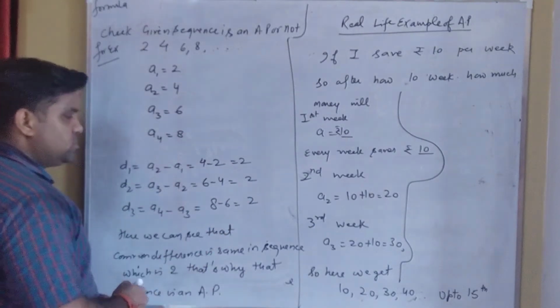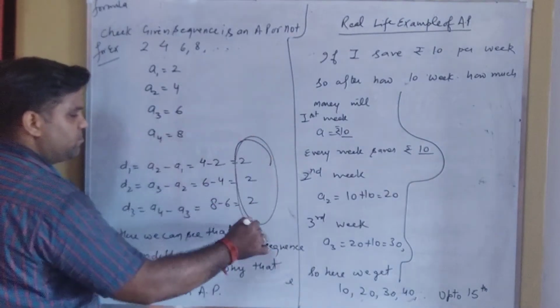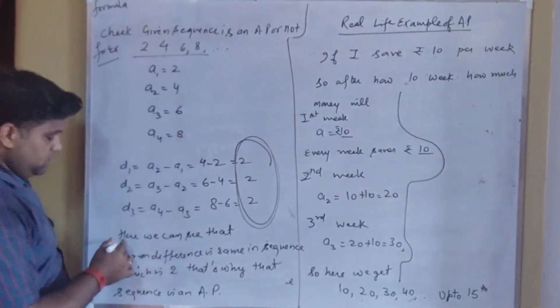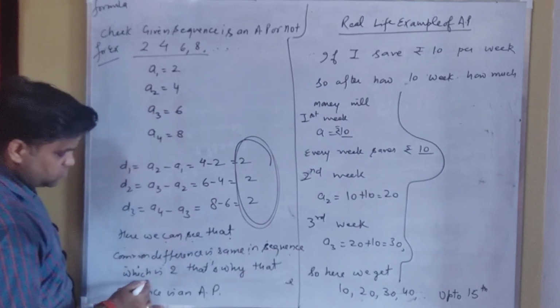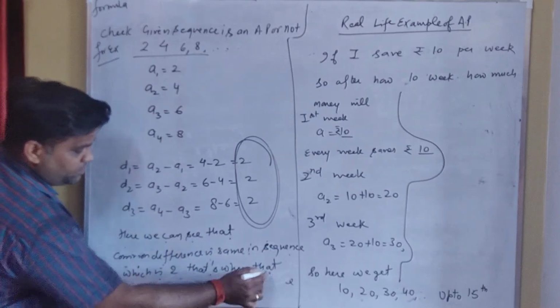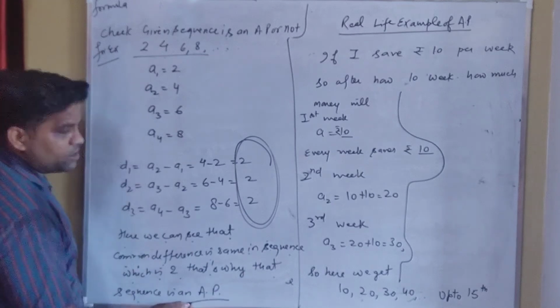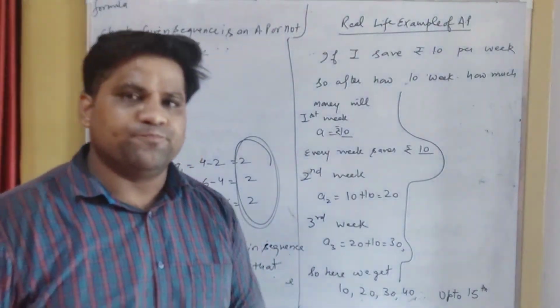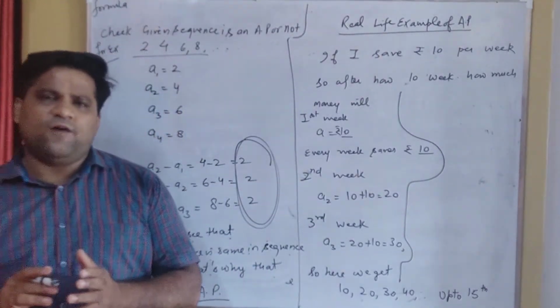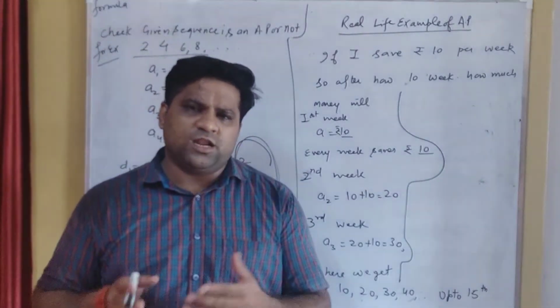So we see that the common difference is coming out the same. The common difference is the same in the sequence, which is 2. That's why that sequence is an AP. So it's the criterion for a sequence to be an AP: the common difference should be the same. Now let us come to an example from real life, after studying what arithmetic progression is.